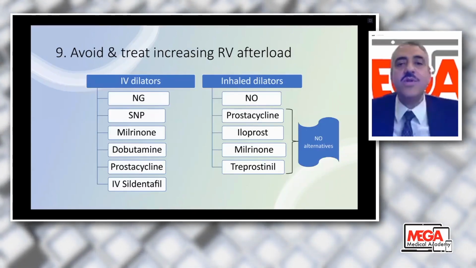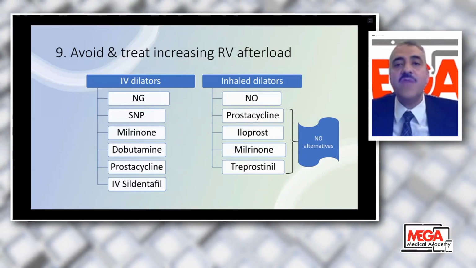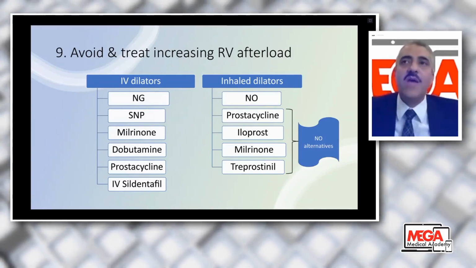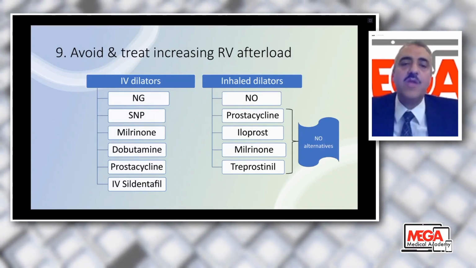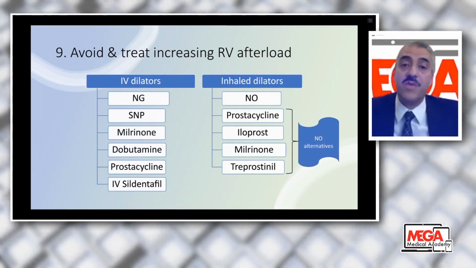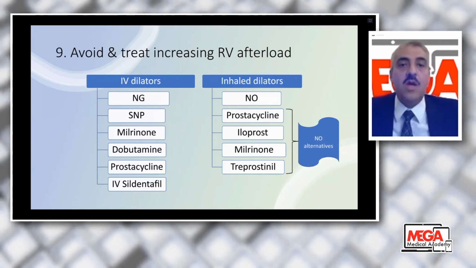We have to avoid and treat increasing right ventricular afterload. In another way, we have to dilate the pulmonary circulation. To dilate the pulmonary circulation in a way or another, we can use intravenous dilators, but it is not preferred, or inhaled dilators.